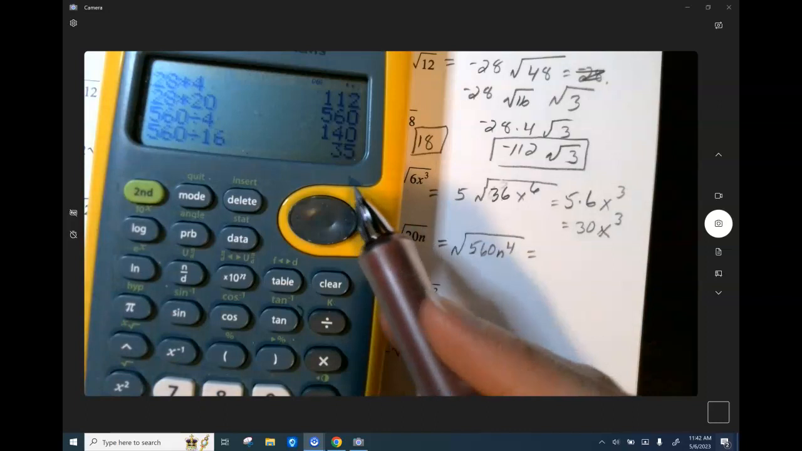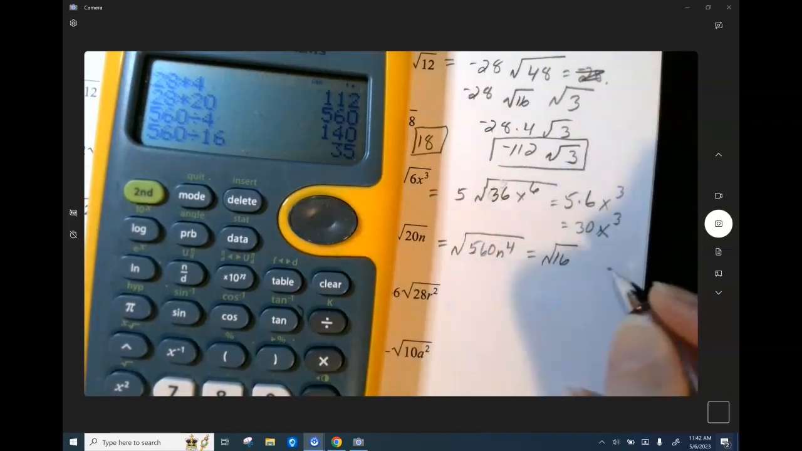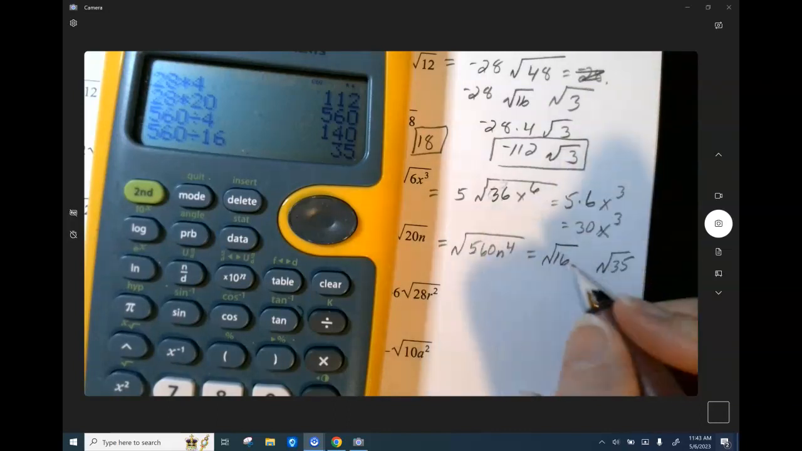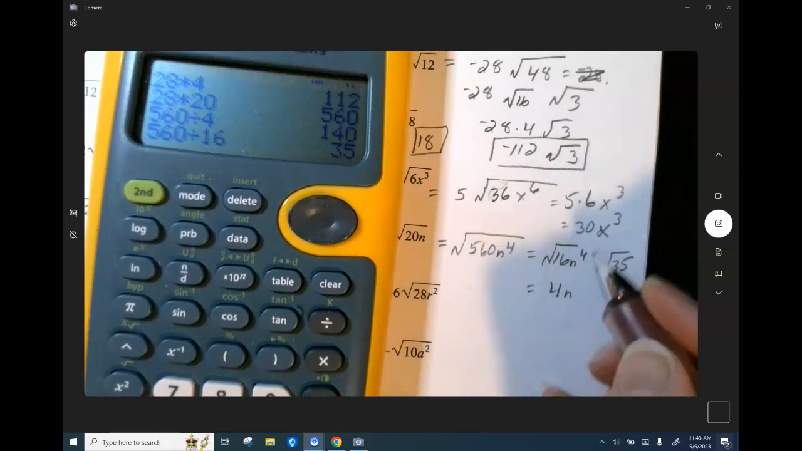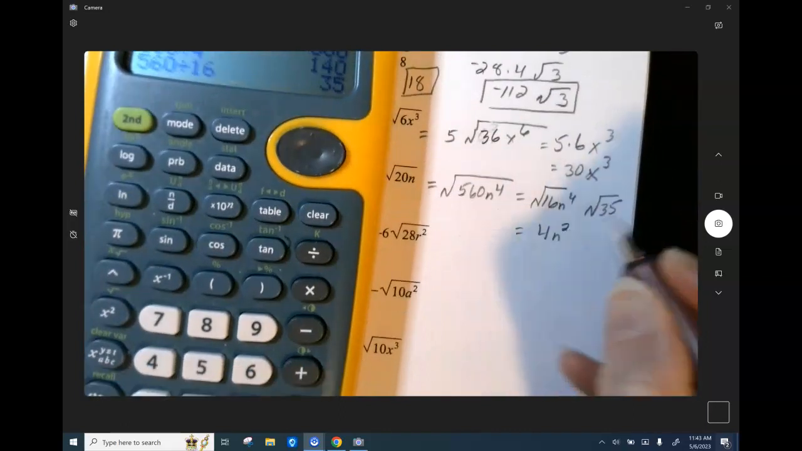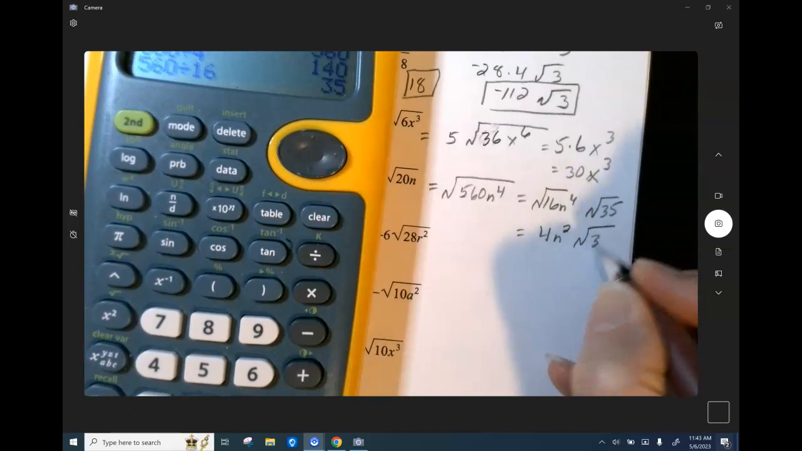Yeah, look at that. See, what you do is you just keep trying. Okay, so I'm going to break it down into 16. Left over is 35. N to the 4th, that's an even exponent, so that just comes over. So I get 4. And for variables, remember, you take the exponent and divide by 2, so that's n squared. 35, look at that. What goes into it? 5 and 7. Yep, nothing. That's my answer.